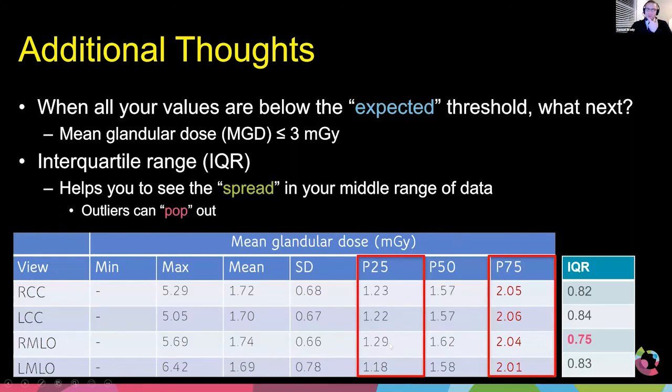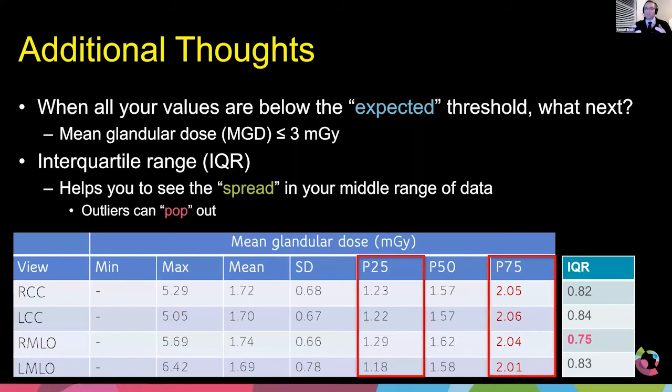The first quartile is just a little higher than all the other first quartiles. And the third quartile is just a hair lower than at least these views. So the question is, why is that? Could these three views be imaged a little less? Or does this view, image quality wise, maybe need a little more dose?